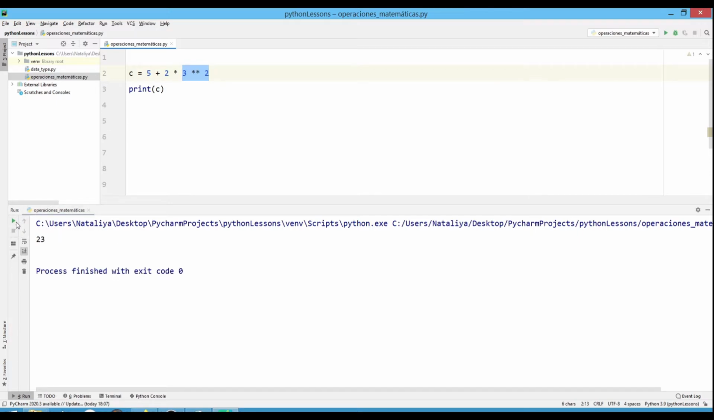In our example, first 3 will be raised to the power of 2. This will be 9, then 9 times 2. This is 18. And plus 5, we get 23. But if you are in doubt or your formula is too long, then use brackets, then both you and those who will read your code will understand the sequence of your operations. The result of the comparison operation is the Boolean type true or false.